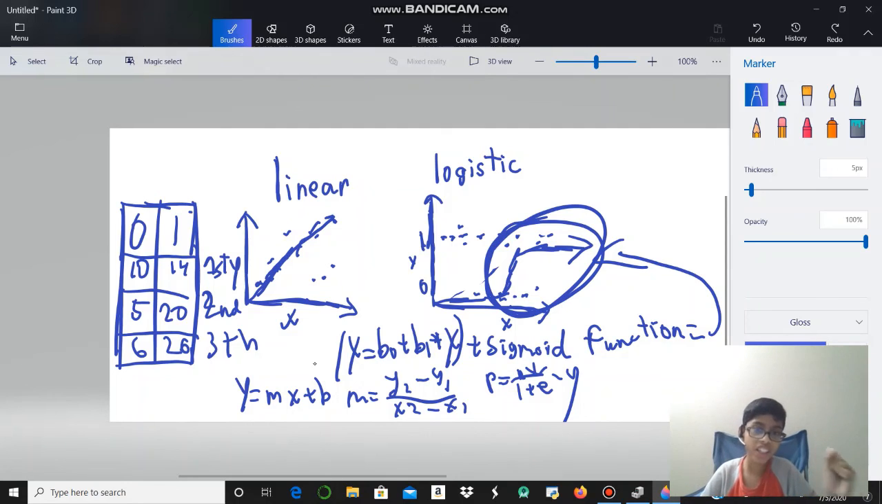So I hope you understand logistic regression. In the next video, I'll be teaching you how to implement a logistic regression algorithm using probably a student dataset that I will be creating on my own. And I'll be providing the dataset in the link.